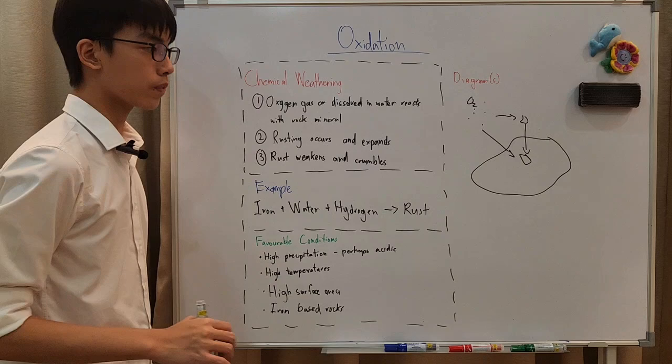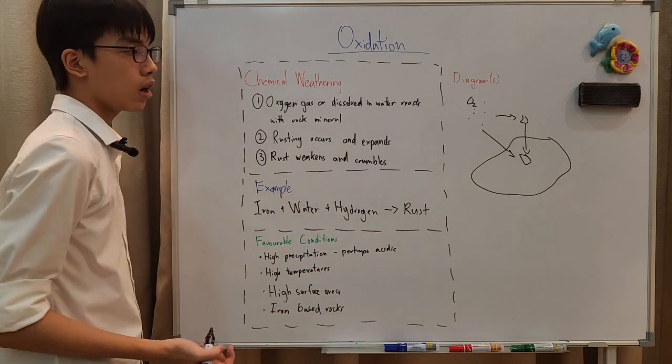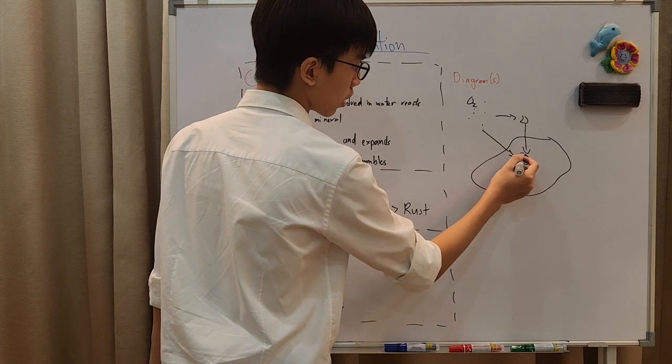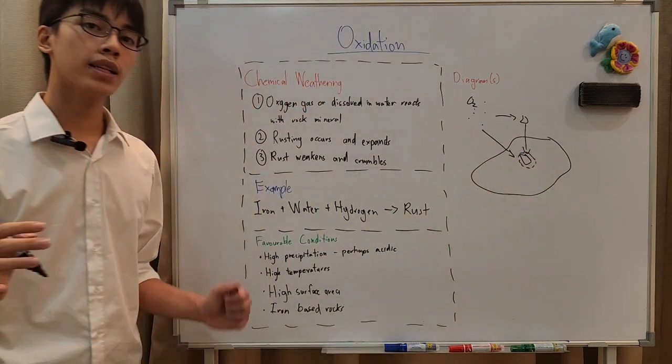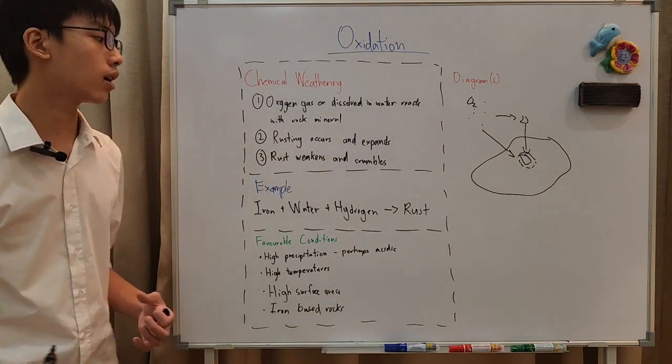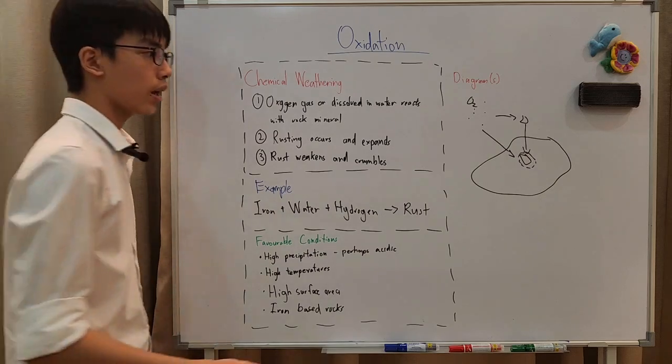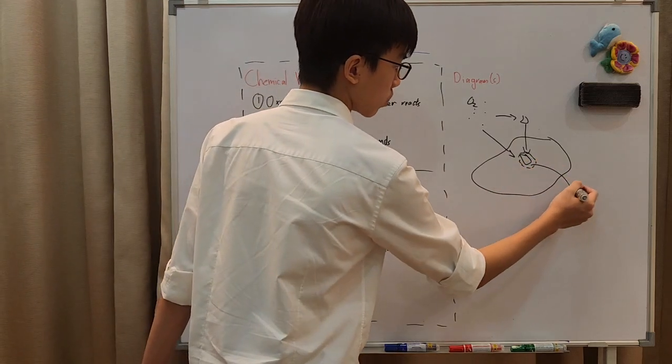So this reaction with oxygen causes the mineral to expand like this. And when it expands, it loses its internal structure, so it weakens. And when it weakens, it starts to crumble up, and you can draw it like this with a lot of crumbles.